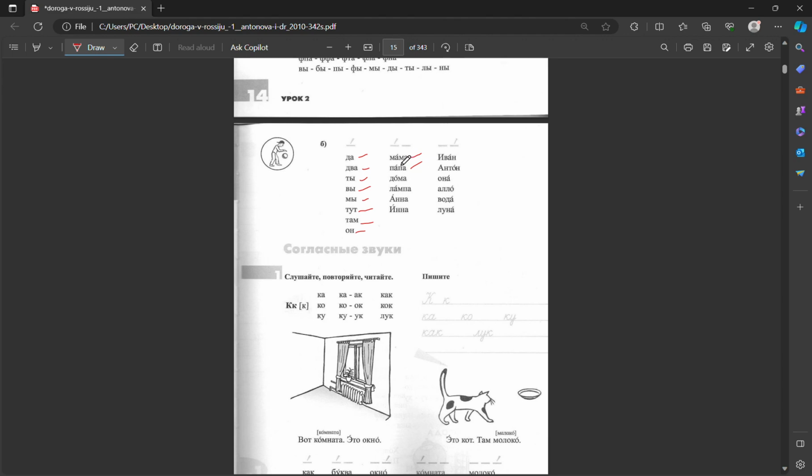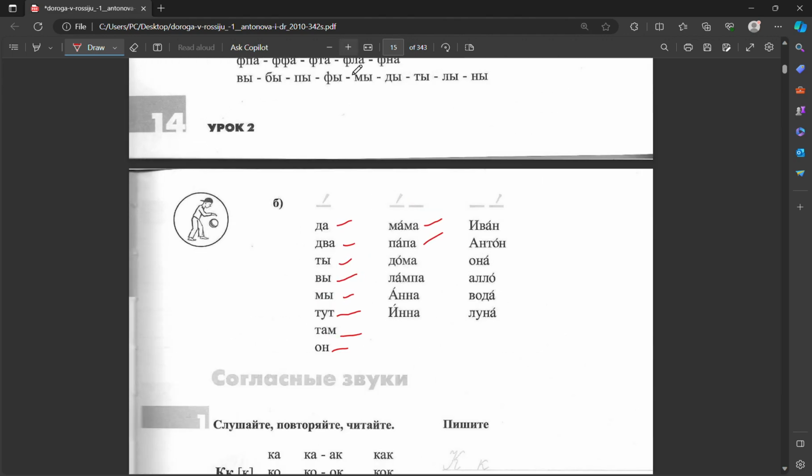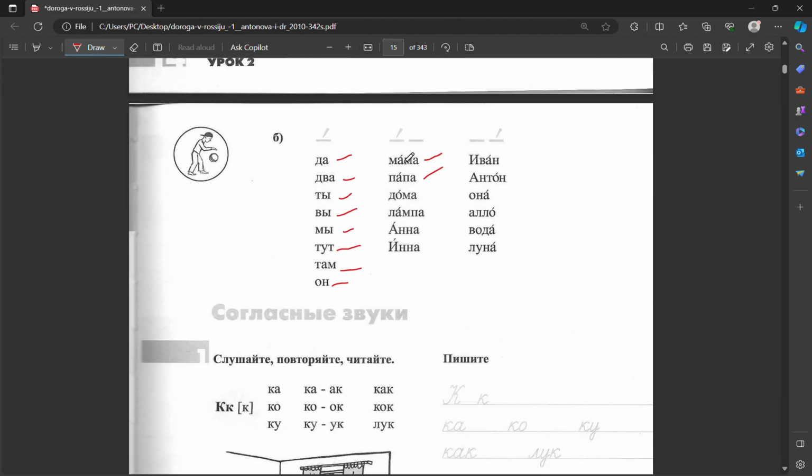And don't forget, if we have this tick over a letter, we pronounce this letter for a long period, like ma-ma. You should pronounce it long because we have a tick here. I'm going to zoom in, just so you see this tick here.